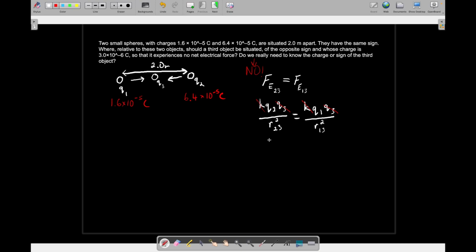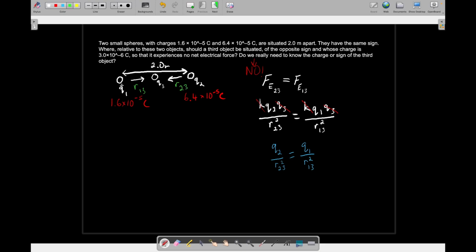Now let's carry on with the rest of the question. We have Q2 over R23 squared is equal to Q1 over R13 squared. Now that we have this, we'll be able to solve it after we plug in Q1 and Q2, right? But the thing is that R23 and R13 are different variables. Let's try to write R23 in terms of R13. We have R13 over here, and we have R23 over here.